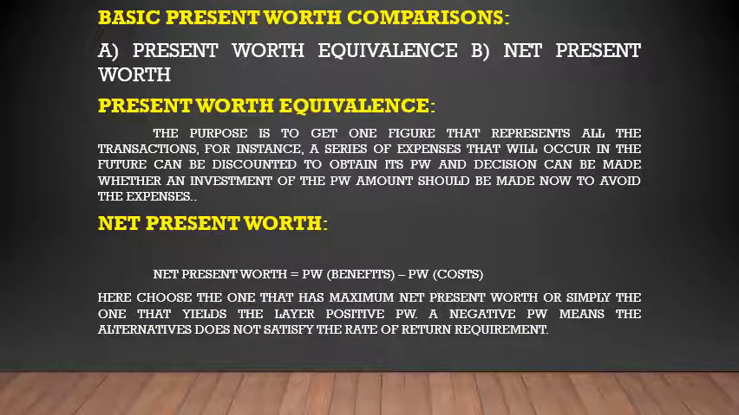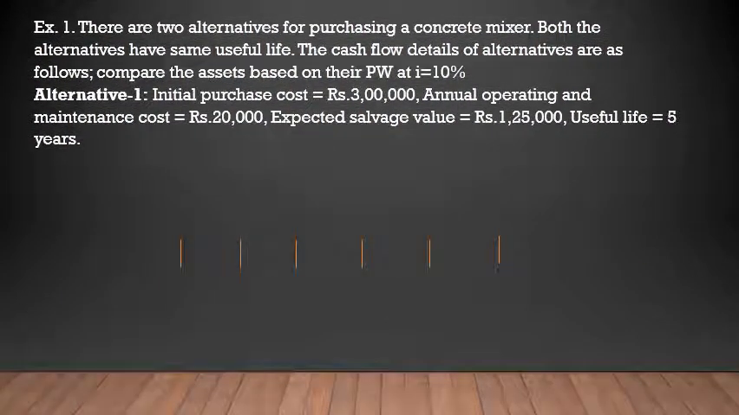That's what is explained in this. Till now we have discussed various conditions of present worth comparison of alternatives, and methods of solving the problem. Okay, let us take up a first example. There are two alternatives for purchasing a concrete mixer. Both the alternatives have same useful life. The cash flow details of the alternatives are as follows. Compare the assets based on their present worth at i equal to 10%.